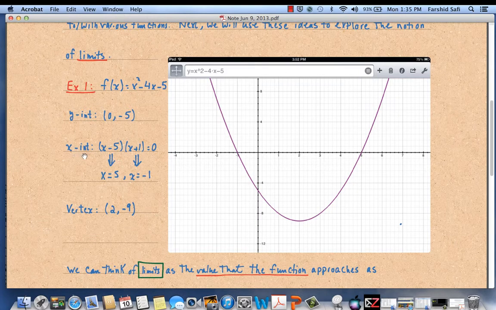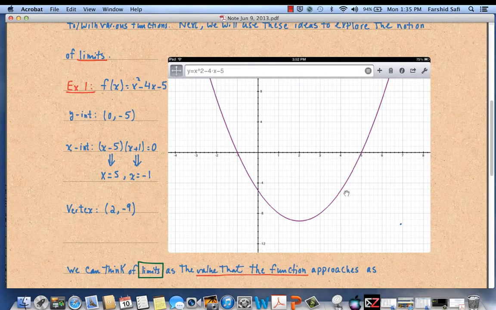And then to get the x-intercepts, that implies that it's going to cross the x-axis. So if it's going to cross the x-axis here, the y values would have to be 0. And we would get 5 and negative 1. You can get that algebraically by factoring this expression to give you x minus 5 and x plus 1. That factor will give you x equals 5, and x plus 1 will give you x equals negative 1. And then the vertex of this parabola will take place at (2, negative 9).